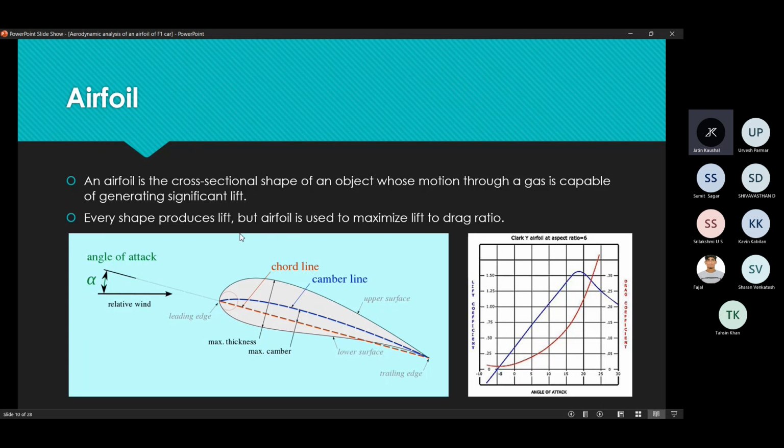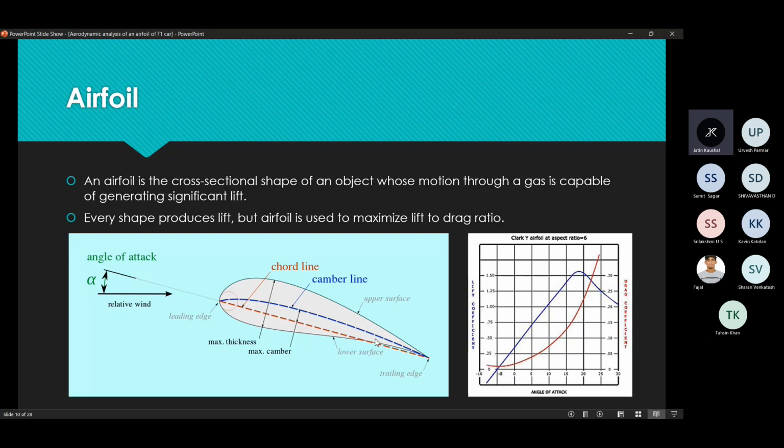Every shape produces lift, but an airfoil is used to maximize the lift to drag ratio. So an airfoil doesn't have to be a teardrop shape. Any shape generates lift. Even a cuboid can generate lift, but it will have a huge impact on drag. So an airfoil is a special object that has a maximum lift to drag ratio.